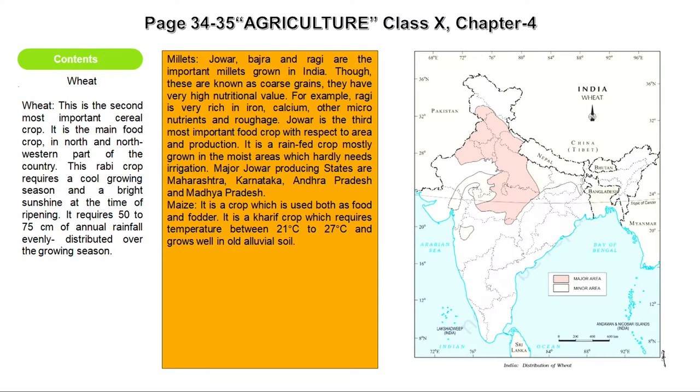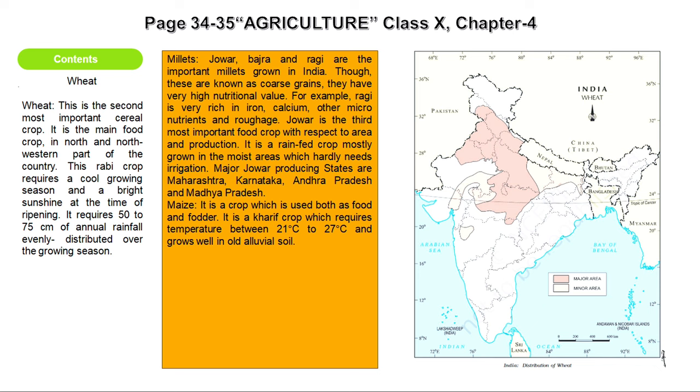Now there's wheat. Wheat is the second most important cereal crop. It is a main food crop in the north and northwestern part of the country. This is a rabi crop. It requires a cool growing season, which means mostly northern India. Bright sunshine at the time of ripening, and it requires 50 to 75 centimeters of annual rainfall distributed over the growing season. Other crops are millets, which include jowar, bajra, ragi.